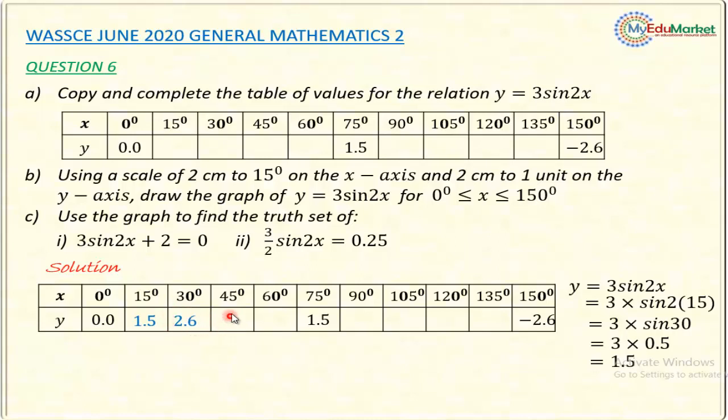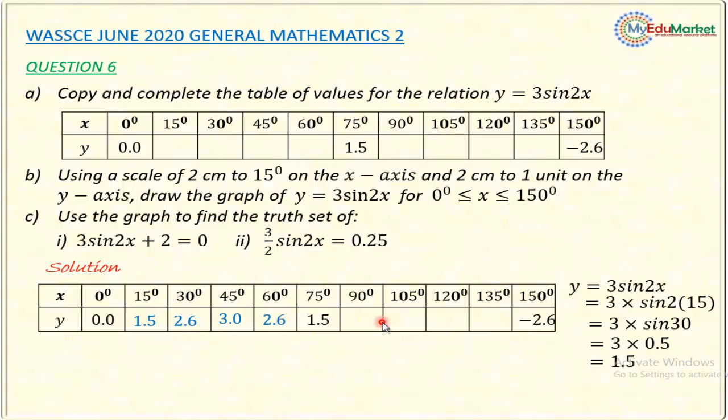And next I'm going to replace the x by 45. So I'm going to have 2 times 45, which will be 90. And sine 90 is 1. So 1 times 3, I'm going to have 3.0. And next I continue. I'm going to replace the x by 60. So 2 times 60 is going to be 120. Sine 120 is 0.866. And 0.866 times 3 is going to give us 2.6. So I'll continue like that.